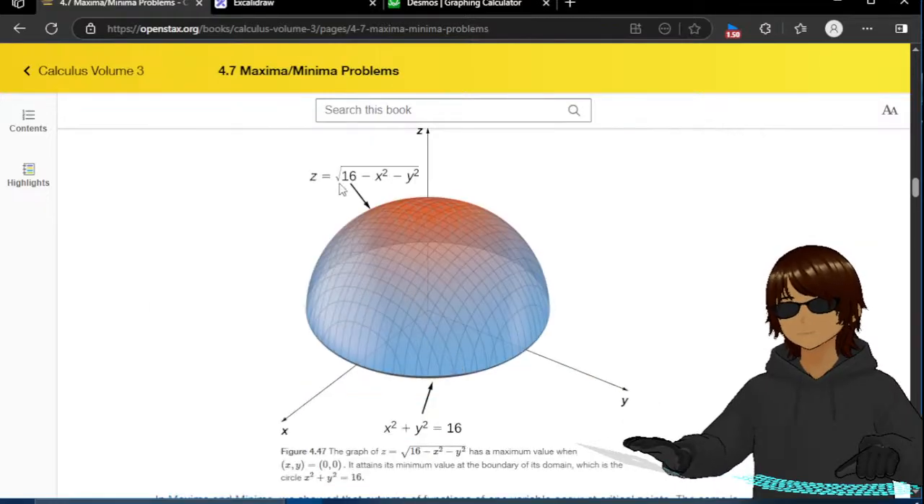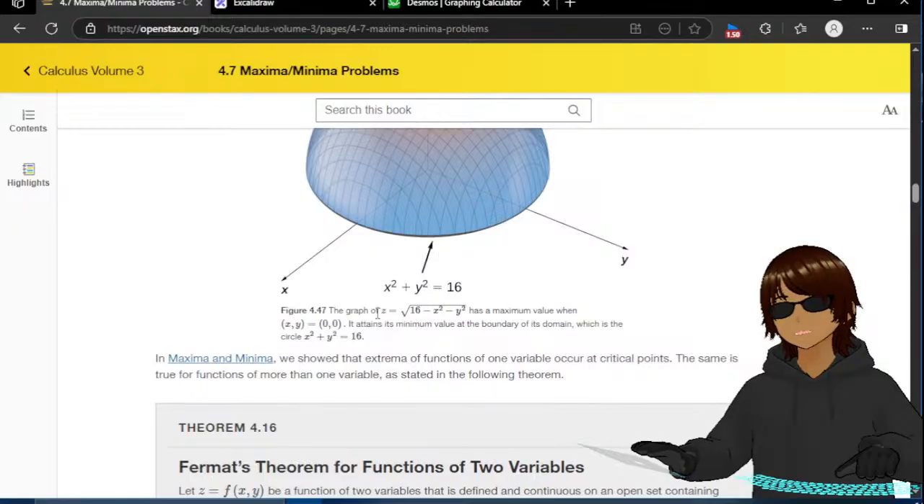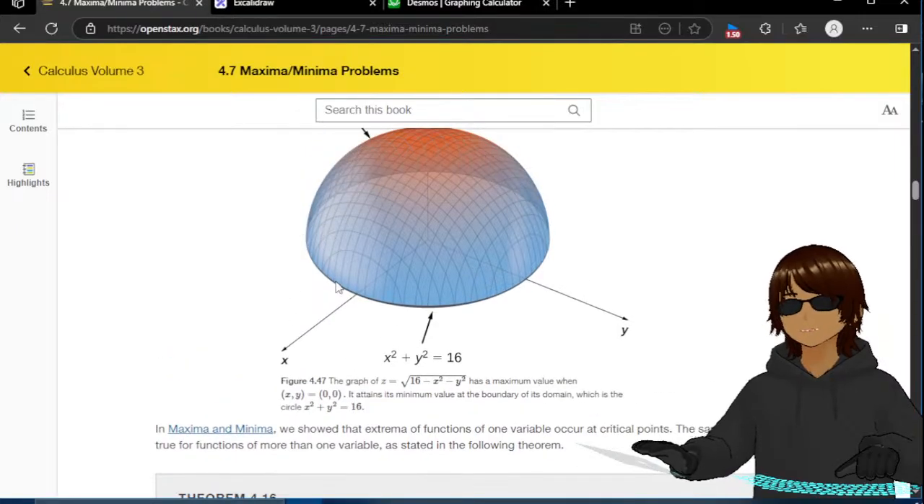So z is equal to root of 16 minus x squared minus y squared. This graph has a maximum value when x, y is 0. It attains its minimum value at the boundaries of its domain, which is x squared plus y squared equals 16. Also the set of all these values.